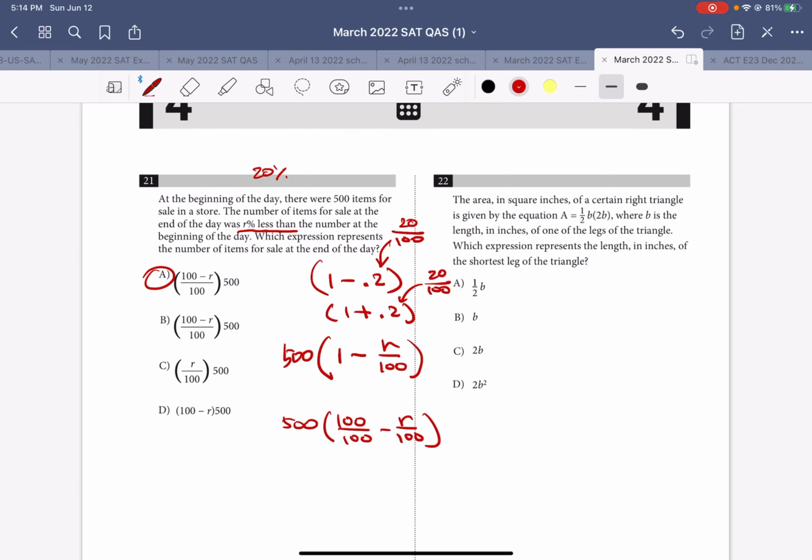Number 22. The area in square inches of a certain right triangle is given by the equation A equals 1/2 base times height. It looks like 2b represents the height, because b is the length of one of the legs of the triangle. Which expression represents the length of the shortest leg? In a right triangle with b and 2b, the shortest leg is b, so the answer is B. They are checking that you understand what a leg is. The longest side is not a leg, that is what we call the hypotenuse. You have two legs here, but the shortest leg should be just b.